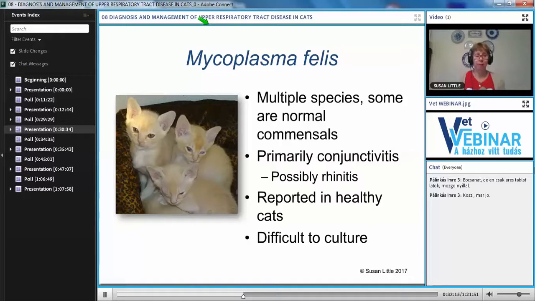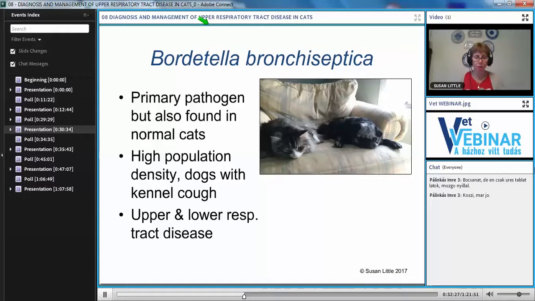So that's what we might think of if we see a cat primarily with conjunctivitis. You might not know if it's chlamydia or mycoplasma, but if you choose doxycycline, you're going to be on the right track no matter what. And the third one that can be a primary pathogen that we'll talk about is Bordetella. In the past, we certainly thought of this primarily as a dog disease, one of the causes of what we call kennel cough.